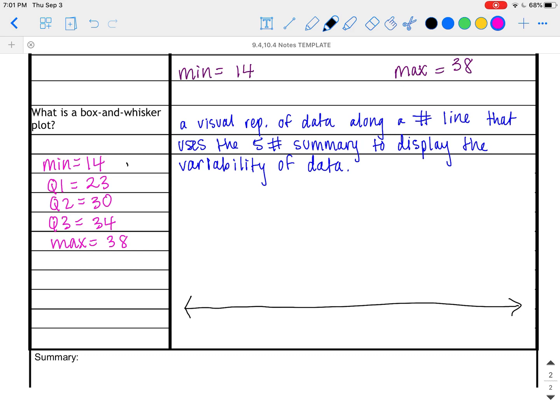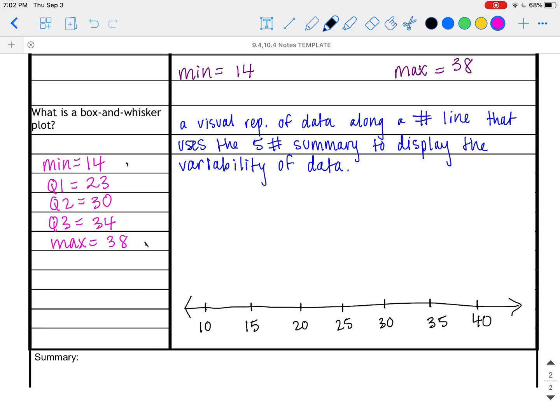So in this case, our data ranges from 14 to 38. So we want to pick a scale that allows us to display all of the values in between 14 and 38. So I think I'm going to start and go by tens. So I'm going to start with 10 over here, and I'm going to go by tens to try to fit all of my data on the plot. So I'm going to go 10, 15, I'm sorry, I said tens. I'm going to go by fives, 20, 25, 30, 35, 40.